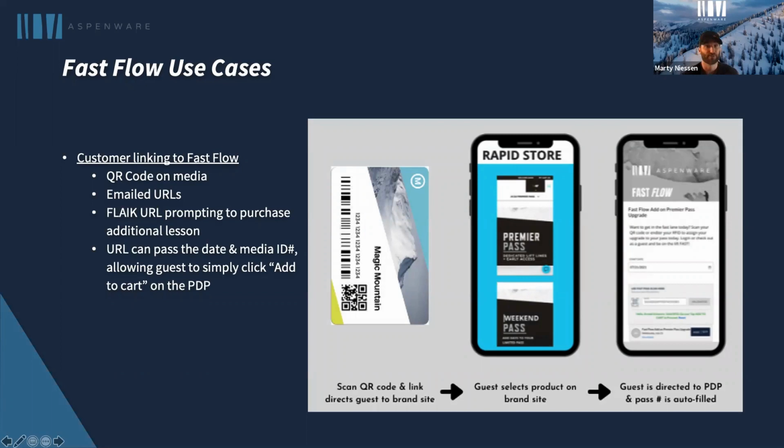Customer linking also works with FastFlow. We gave an earlier example of how a QR code could be placed on media. The same method can apply to emailing a guest with a URL. Or Flake could email a URL prompting guests to purchase an additional lesson. These emails can pass the date entry as well as media number to Aspenware's PDP, thus requiring the guest to only need to click Add to Cart when they land on the product page, as the guest and date have already been selected.